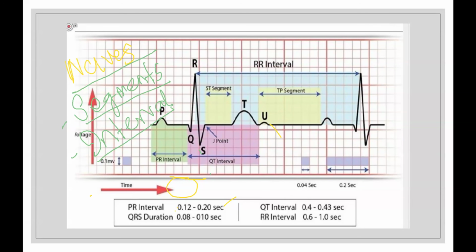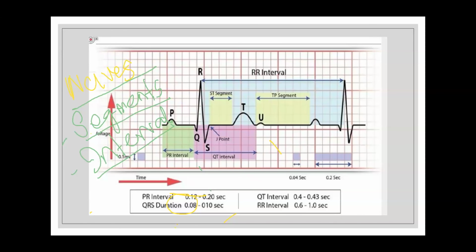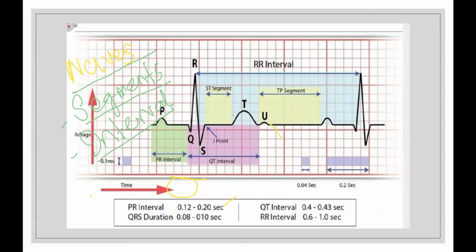So what is a segment? Segment does not contain any wave. Very good, Maria. So a segment basically does not contain a wave. I'll explain it, but your answer is good. Perfect.